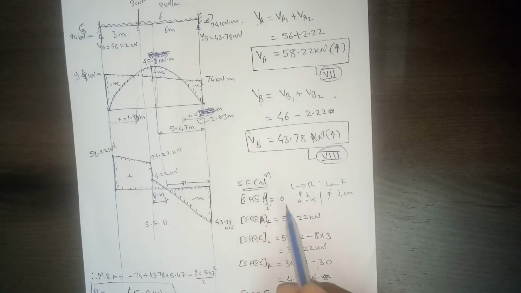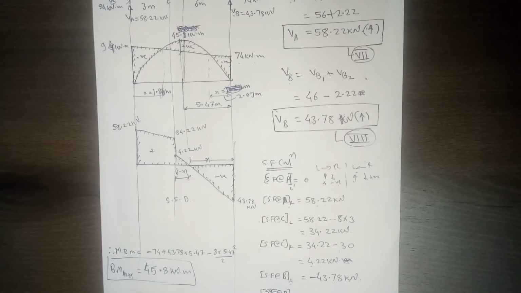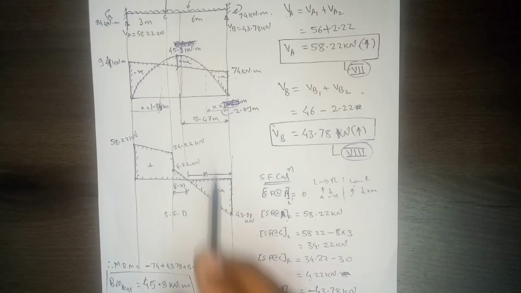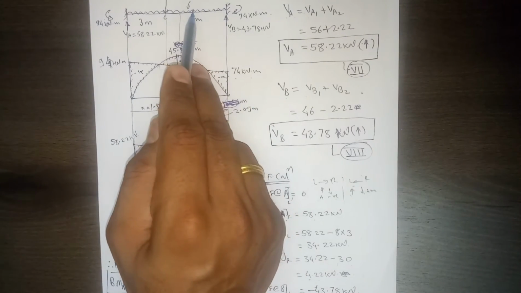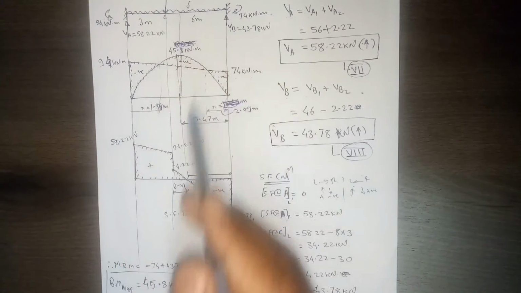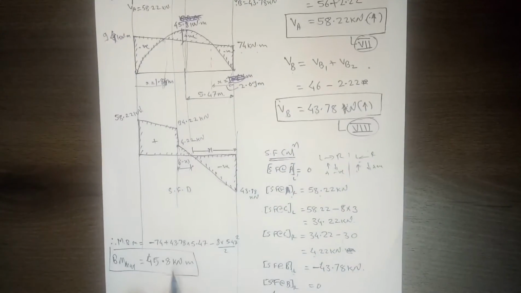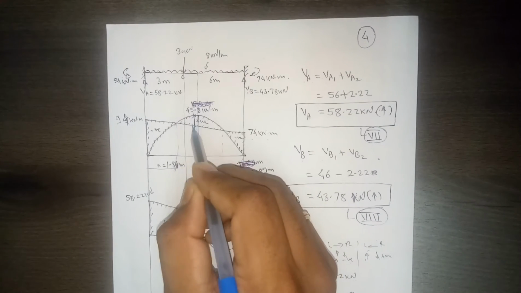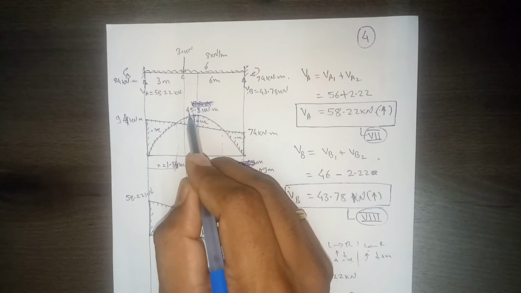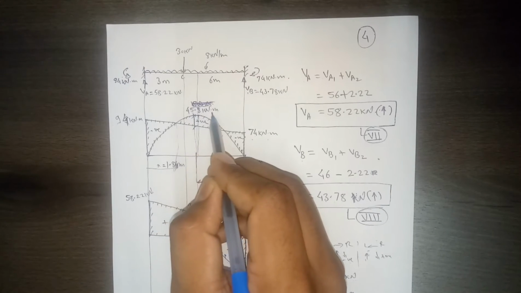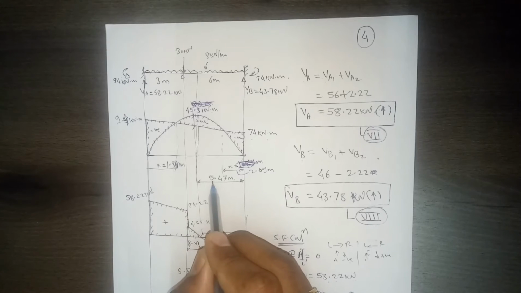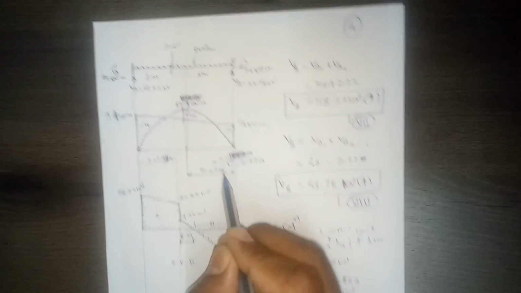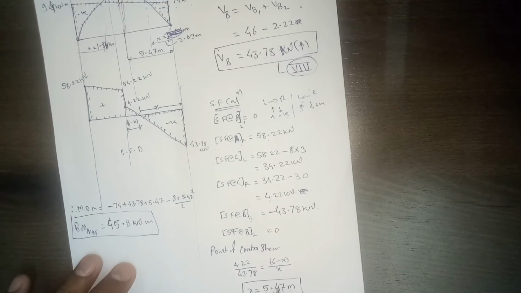So again there we have to calculate the maximum bending moment. You substitute x into the general equation, calculating the bending moment considering this fixed moment. If you write down that equation, you will get the value as 45.8 kilonewton meter. So this maximum value is 45.8 kilonewton meter, and it is at a distance of 5.47 meter. That is what we have got here.